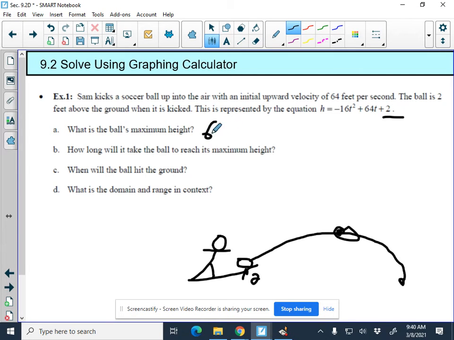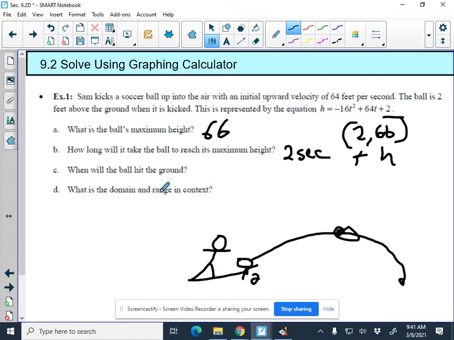So 66 feet. And you're like, well, why isn't it the 2? Here's what the deal is. The 2 is how many seconds. That's the time, and this is the height. So how long will it take it to reach its maximum height? 2 seconds. That's what the 2 stands for.